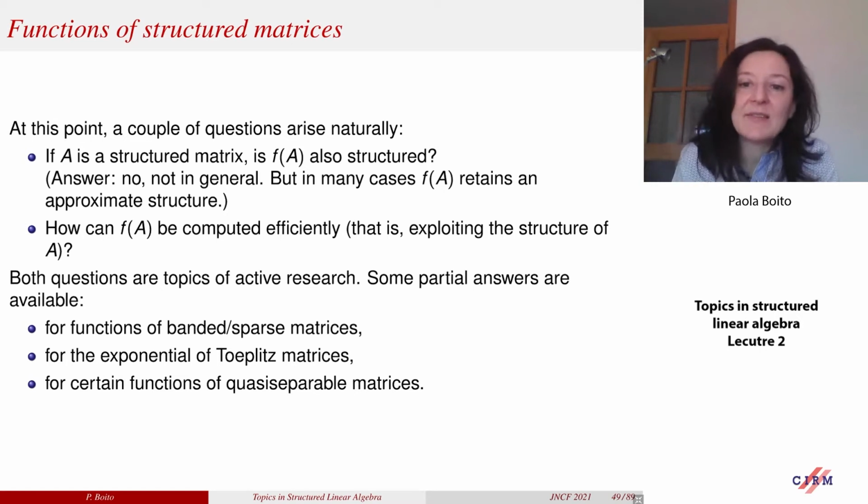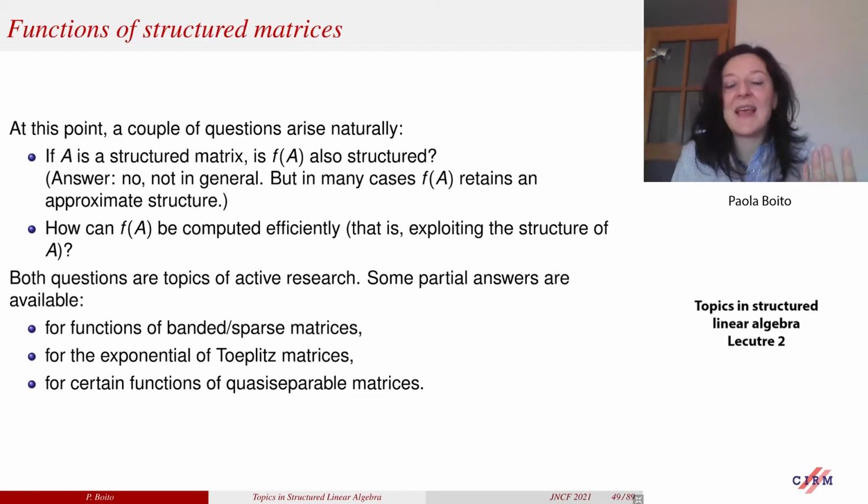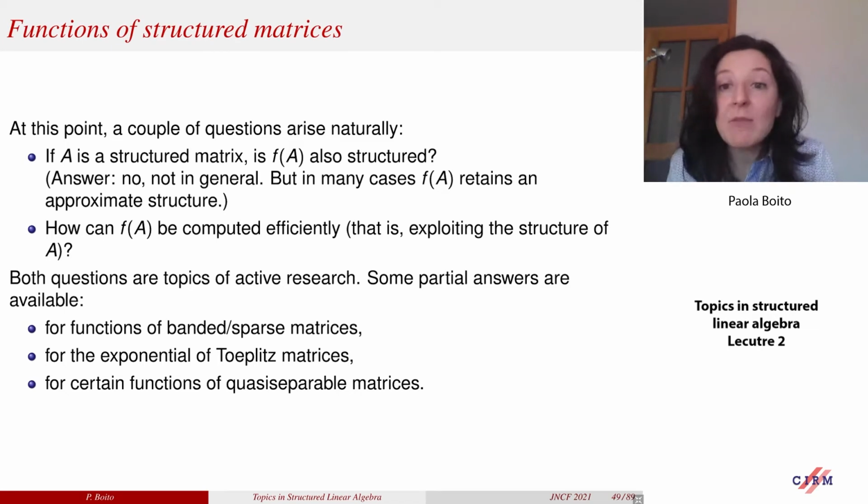However, in many cases, it turns out that f of A retains an approximate structure. So it does not have exactly the same structure as A, but it's close to having the same structure. And this can be useful in applications. Of course, we have to characterize precisely what we mean when we say approximate structure.